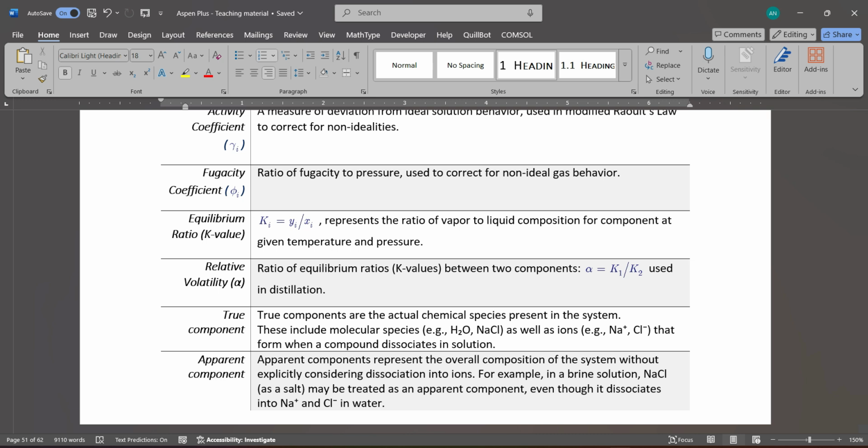A common example is the brine solution where sodium chloride is dissolved in water. In this solution, since it's an electrolyte system, the sodium chloride splits into sodium and chloride ions. Similarly, water splits into hydrogen and hydroxyl ions. If these ions are also part of the total solution chemistry and part of the calculations, then all these components are known as the true components of the solution. Otherwise, if only NaCl and water are of interest, then these two components are termed as the apparent components.